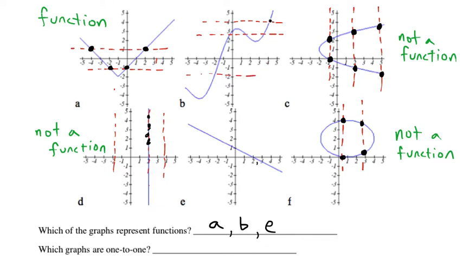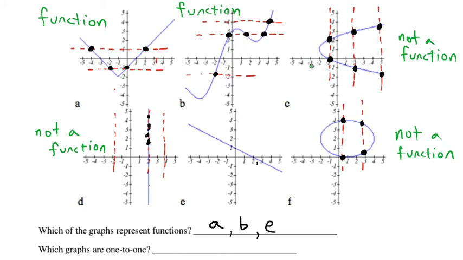All right, here it touches just once, so far so good, but uh-oh. With this horizontal line, we're touching 3 times. So this, again, is going to be a function, but it is not a one-to-one function.